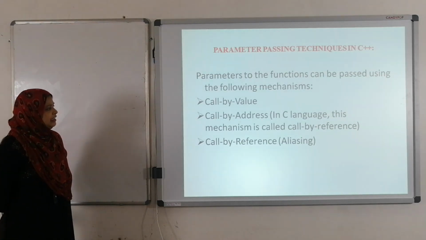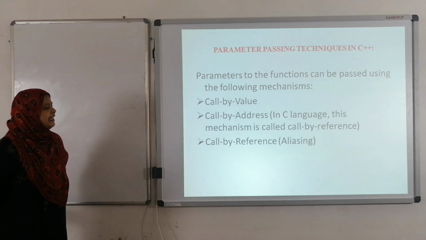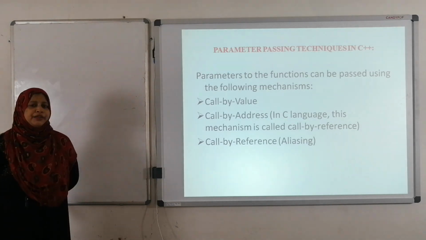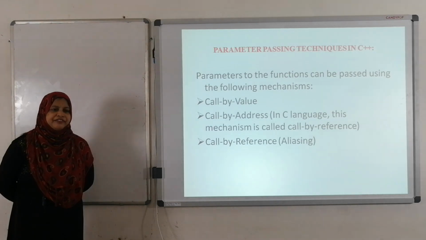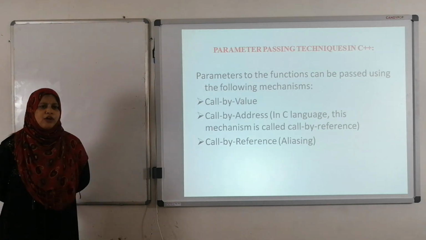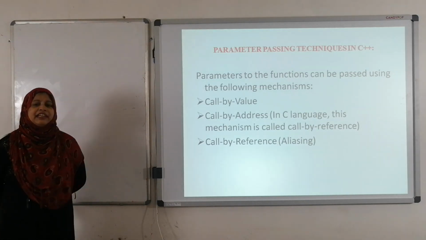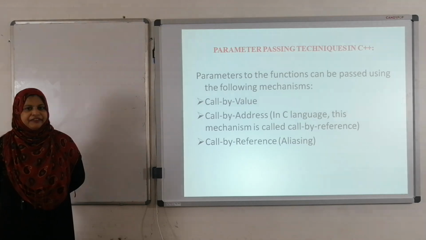Call by value means we are calling the function by its value, whereas in case of call by address, we are calling the function by using the address of that particular variable. Next one is call by reference. Call by reference means we are calling the function by its reference.